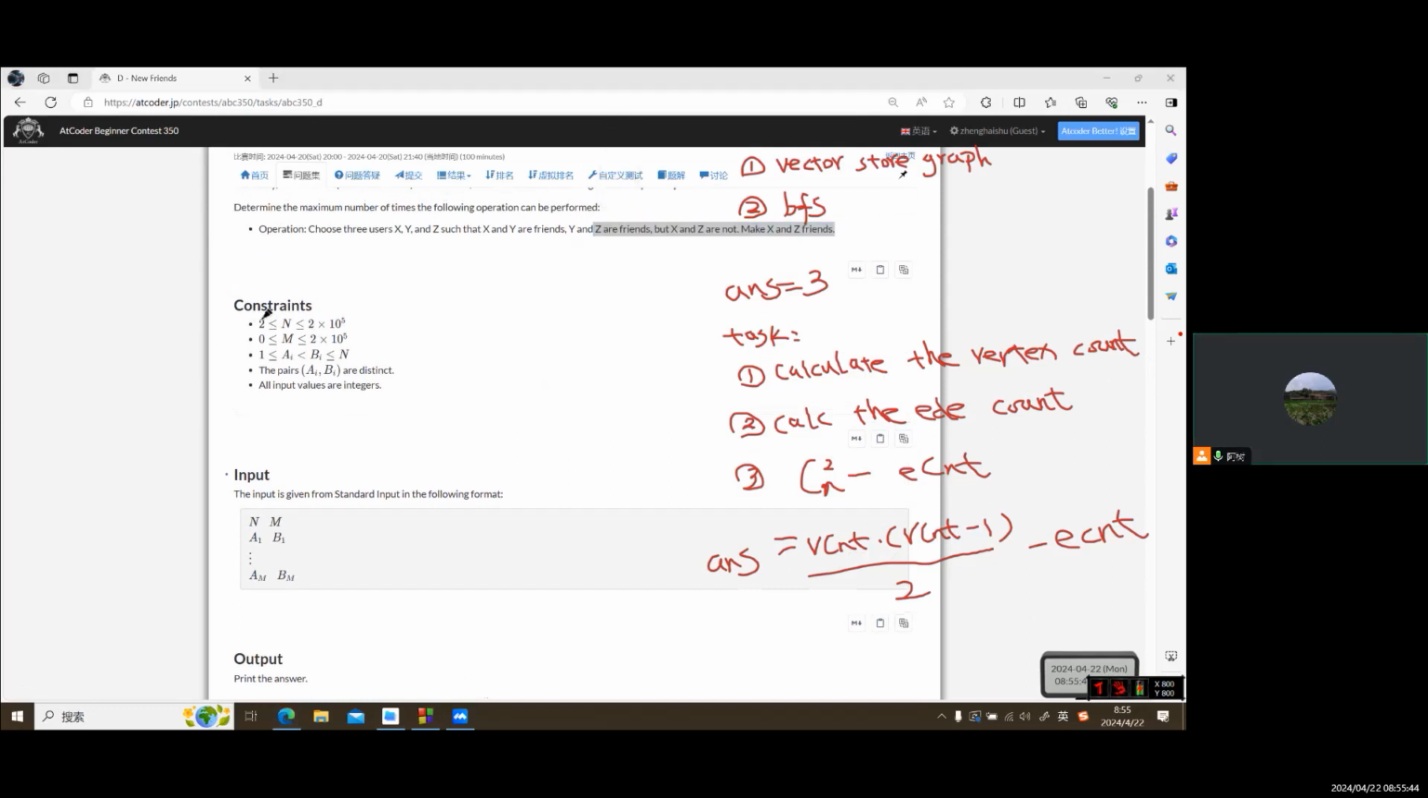Okay, let's study the data constraint. Here n is not more than 200,000, so we need to use long instead of int. And Ai is smaller than Bi, so here is no self loop. And the pairs Ai Bi are distinct, so here is no parallel edge.